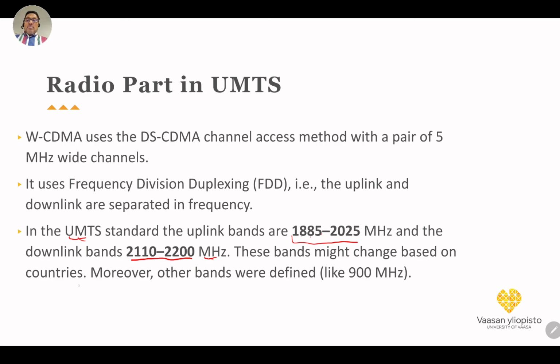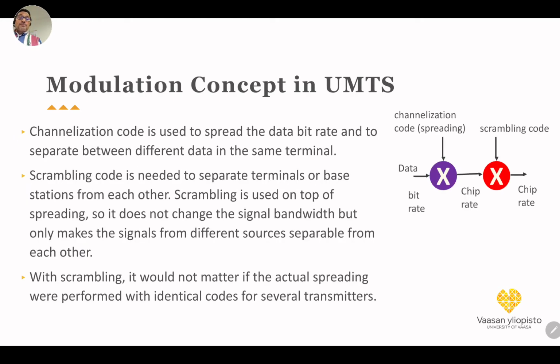Also there are some other bands available for different countries, and actually it was also using some bands from 900 megahertz. There was a band that was allocated to be used for GSM, but that band was later used by UMTS as well.